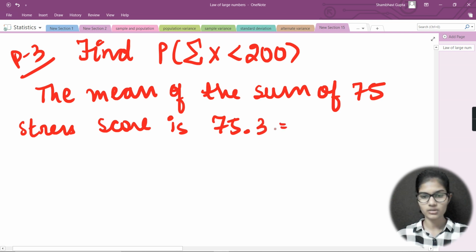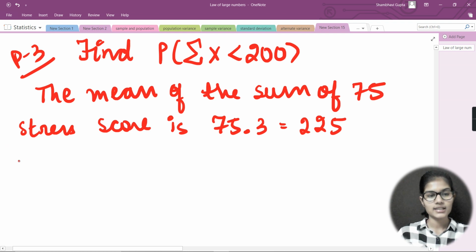So 3 was the mean stress score, which we found previously, and 75 was the n, right? So n times mu x gives the final multiplication as 225. Fine. Now what next can I do? I can do the same thing for the standard deviation. I'm just writing a short form for standard deviation.